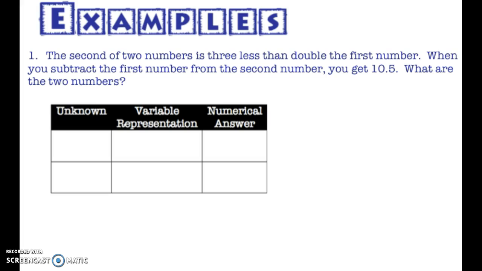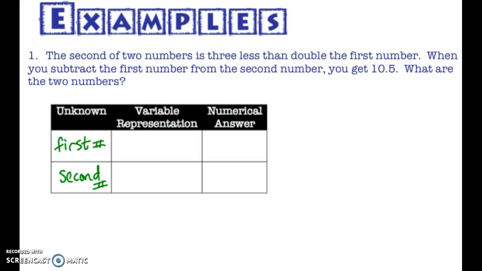So here's the first one. The second of two numbers is 3 less than double the first number. When you subtract the first number from the second number, you get 10.5. What are the two numbers? So the first thing I want you to start thinking about, and I made this chart: unknowns, your variable representation for your unknowns, and then the numerical answer. We're going to try to figure out these two things. So what don't I know? Well, I don't know what the first number is, and I don't know what the second number is. That's what I'm trying to figure out.